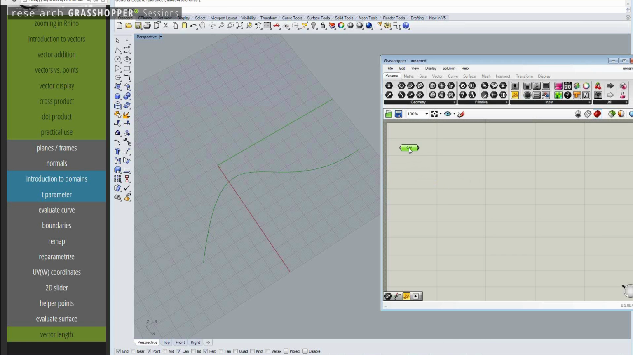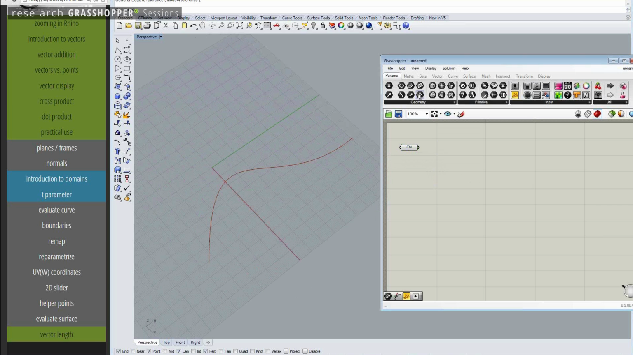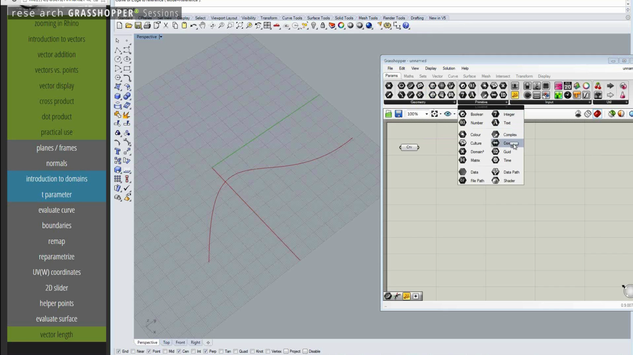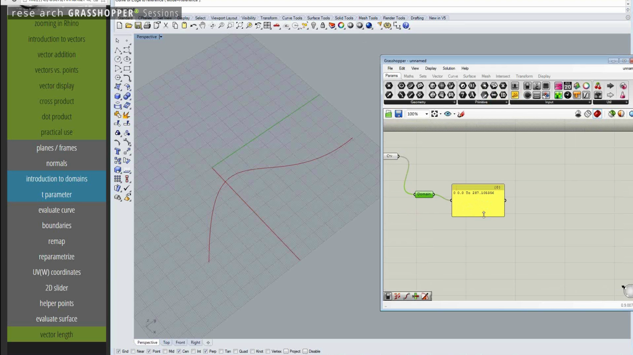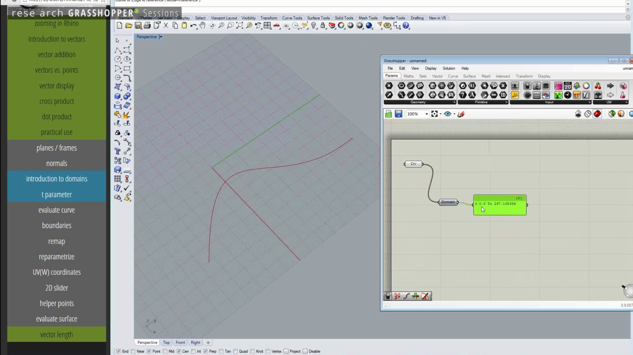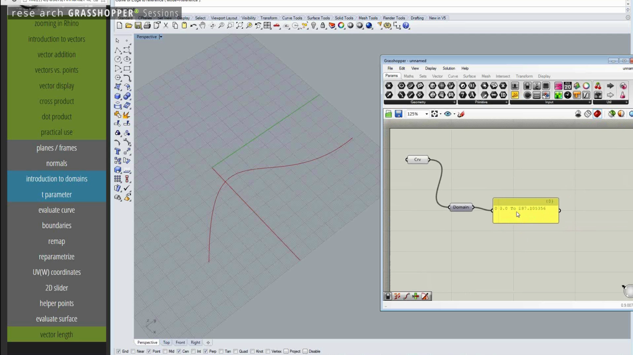So I've got a curve here. And I'm going to extract its domain directly. I just go to the primitive and take the domain. Again, it's a parameter. You can find it here. And here, let's have a look. And it tells me this information, that the domain here is from 0.0 to 287.1 something something. Well, that doesn't tell me much.